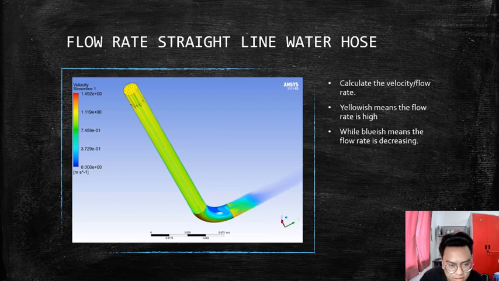As you can see, this is the result. The inlet flow seems to be yellowish in color, which means the flow rate is high, in high velocity, while at some point you can see the outlet flow seems to be bluish in color, which means the flow rate is decreasing or in low velocity. After we collect the data, we calculate the velocity or the flow rate. This is the simulation for the straight line water hose.